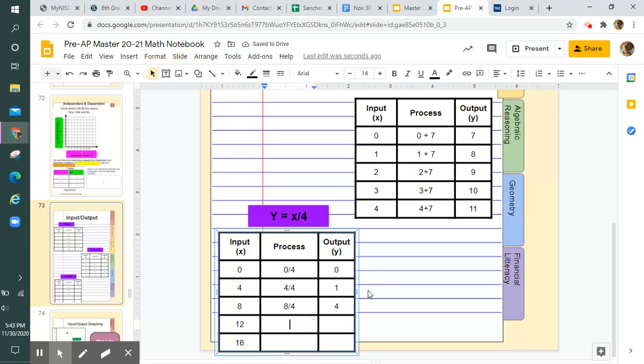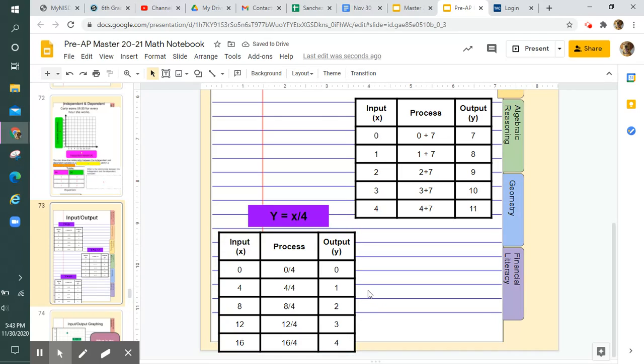We're going to keep going. 12 divided by 4 is equal to 3. Sorry, I don't know where my brain is right now. And our last one, we have 16 divided by 4, and 16 divided by 4 is equal to 4. Sorry, guys, sometimes my brain just doesn't want to do what I want it to do.